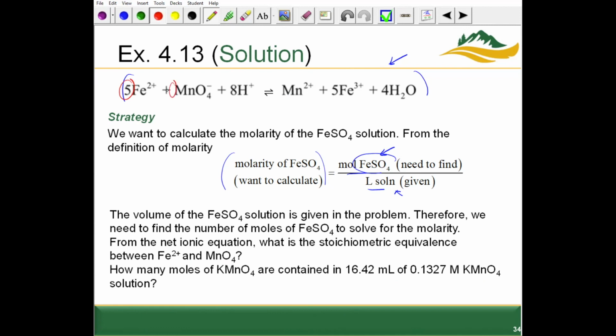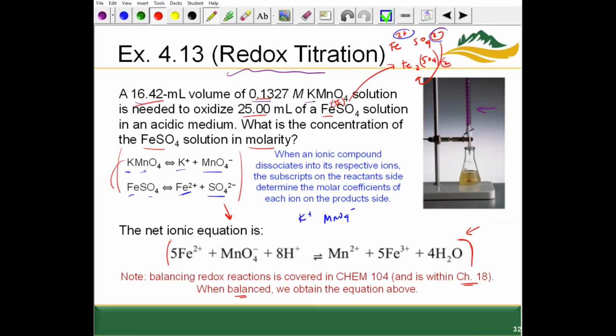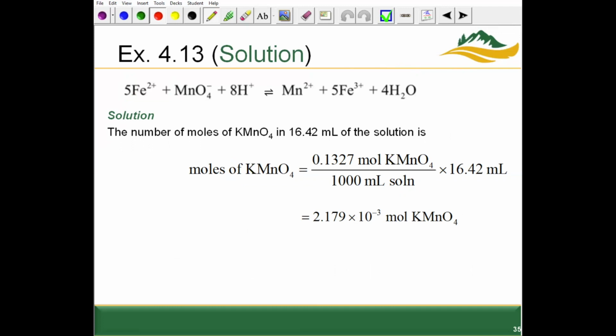of permanganate. Then how many moles of potassium permanganate are contained in 16.42 mL of this molar concentration of potassium permanganate? Because that was given in the initial problem. So here these values were given in the initial problem. With a molarity of 0.1327, we can write this out as moles of potassium permanganate per liter of solution.